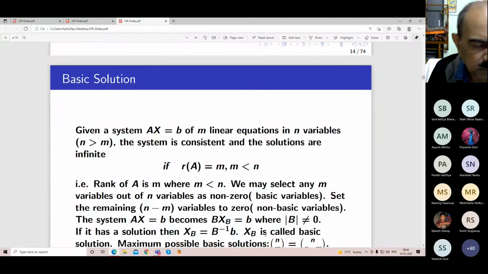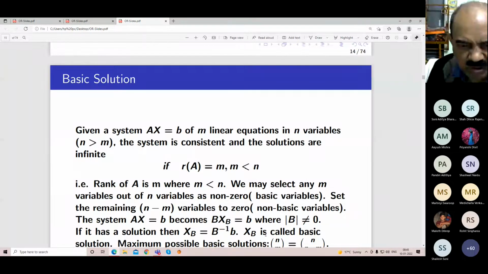Now we are finding the rank of this coefficient matrix. Okay, and so this rank, let me say equal to m, and the system is consistent. Once it is consistent, we say it has an infinite number of solutions. So out of these n variables, we set m variables non-zero, and the rest, n minus m variables, to 0.